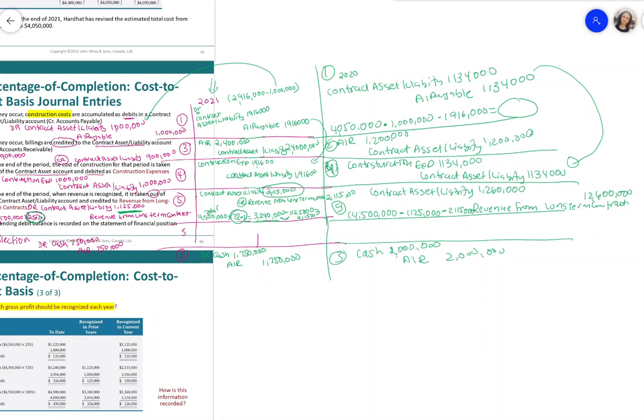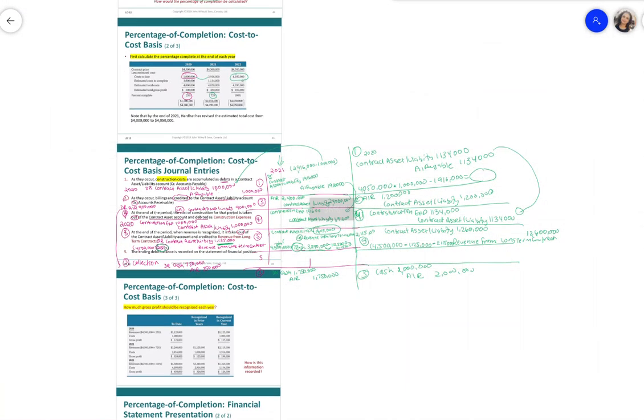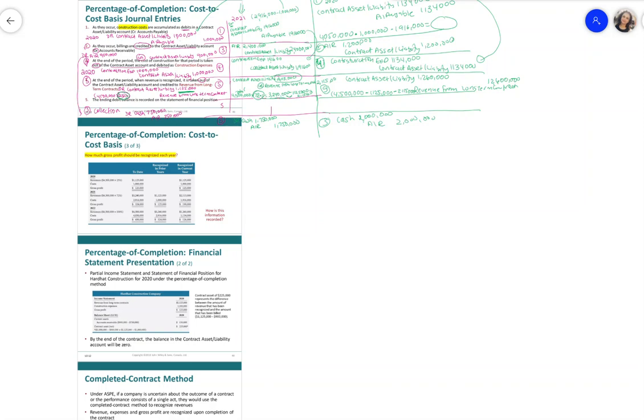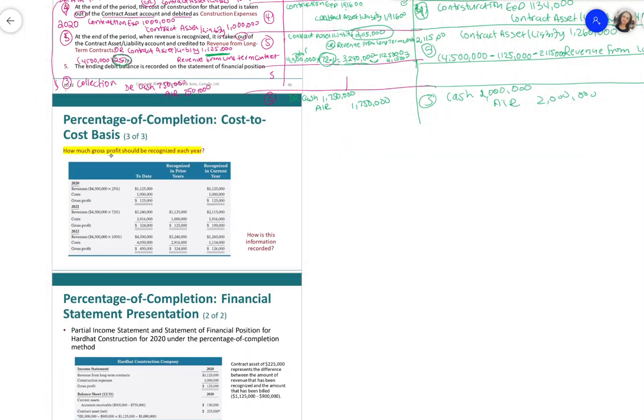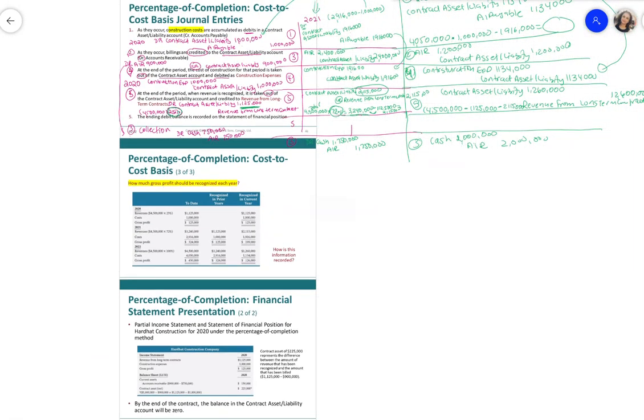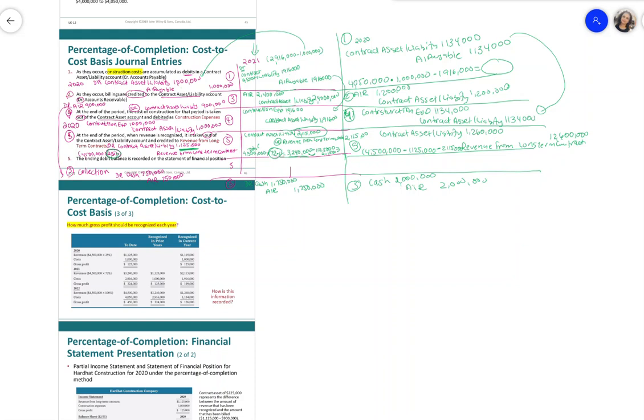The next part of the question is saying how much of the gross profit should be recognized per year. So in this case, it makes it a little bit easy. Now, if you go through each of the questions, what goes onto my income statement? Only the revenue and the expenses.